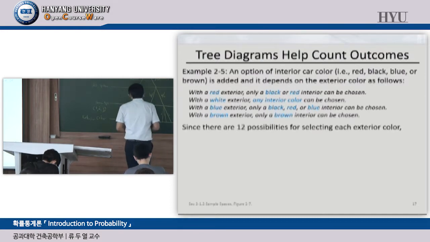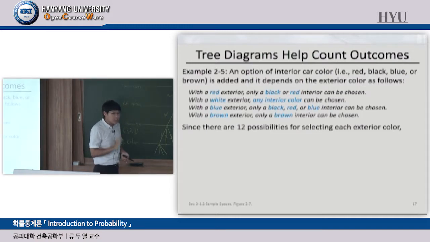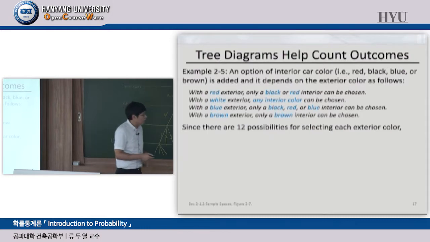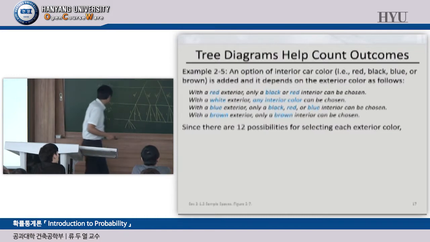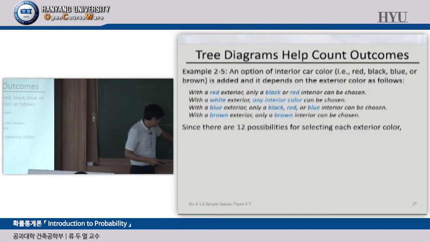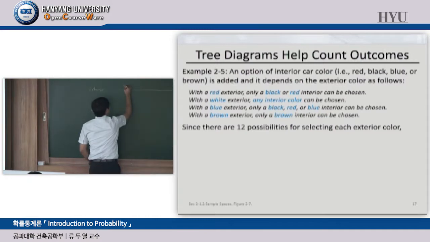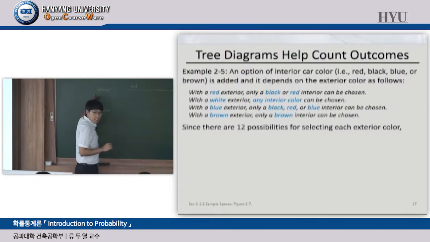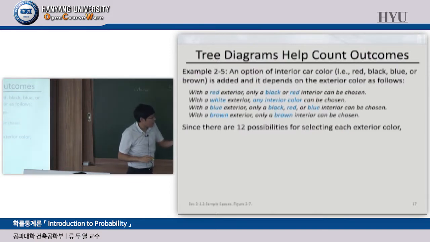And in this case, first we have to think about the possibilities before selecting the exterior color, right? Because based on each color of the exterior, we have several options for selecting the interior color. So before selecting the exterior color, there are 12 possibilities, right? 1, 2, 3, 4, 5, 6, 7, 8, 9, 10, 11, 12. In the case of the red exterior color, we have 2 options, right? The first one is the black, and the second one is red.